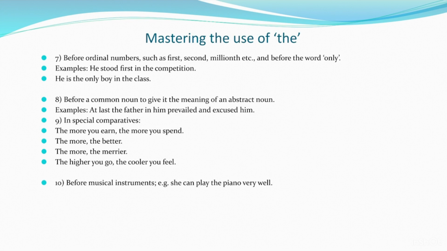In special comparatives, the more you earn, the more you spend. The more, the better. The more, the merrier. The higher you go, the cooler you feel. Like this, we use the definite article the in such cases. Next one is before musical instruments. For example, she can play the piano very well. So before any musical instrument, you should use the definite article the.